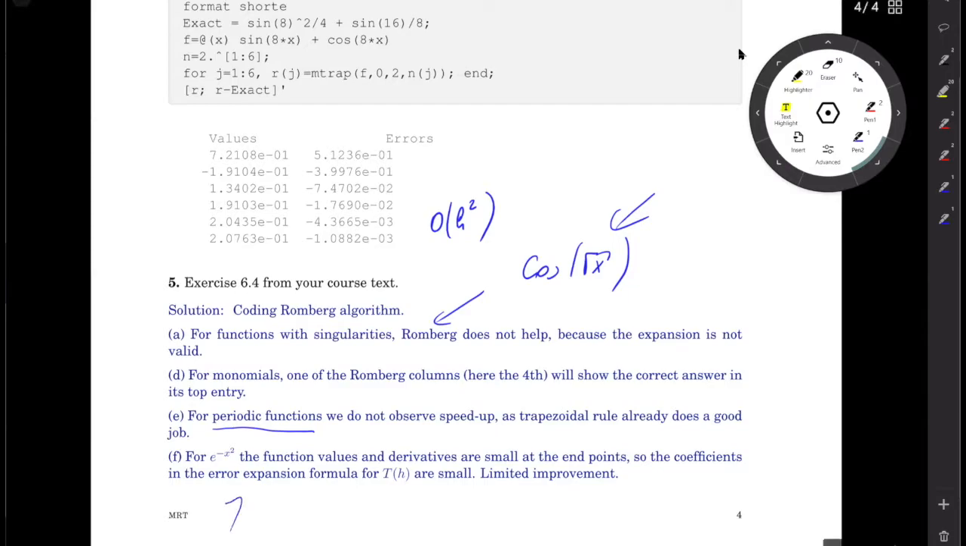And lastly, for that last example, the derivatives are small at the endpoint, so the coefficients for the expansion are small. So the improvement of using Romberg is only somewhat limited. And that would be the solution to homework 10.